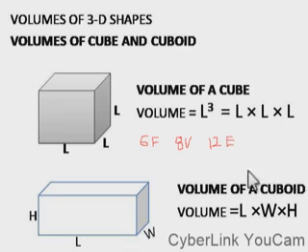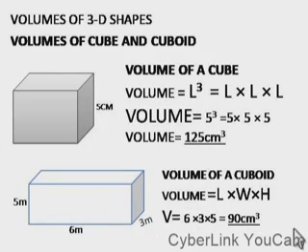Now let's look at the formula for calculating the volume of a cuboid. The formula for calculating the volume of a cuboid is length times width times height. That determines the volume of this particular shape. Now let's look at some examples here. We have 2 examples here. The volume of cube and cuboid.